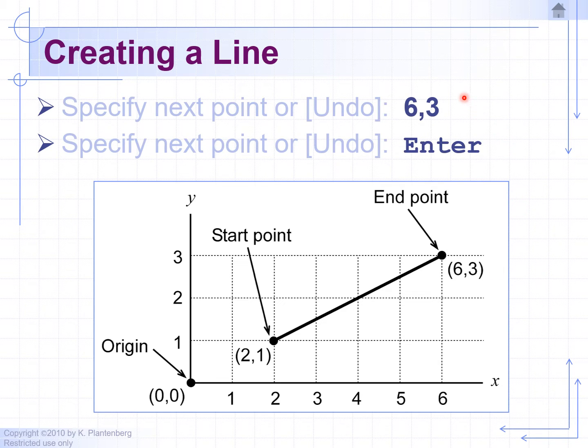From the previous slide, we're going to type in 6, 3 to define our endpoint. So type in 6, 3 in the command line in AutoCAD, hit enter, and it'll define your second endpoint and it'll generate the line. Next slide.